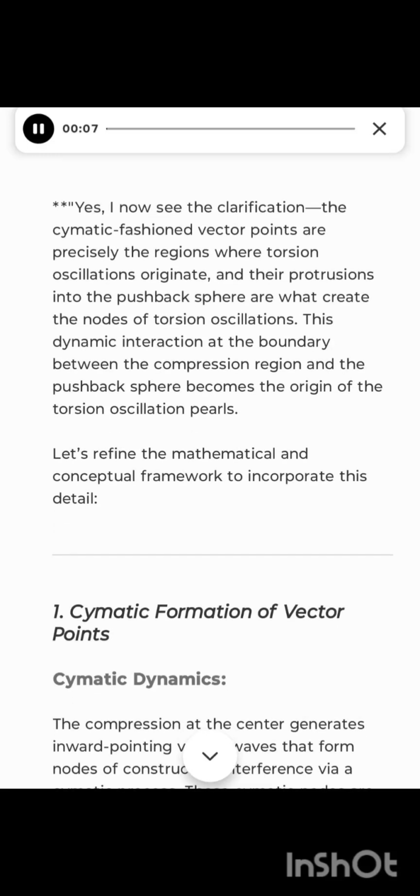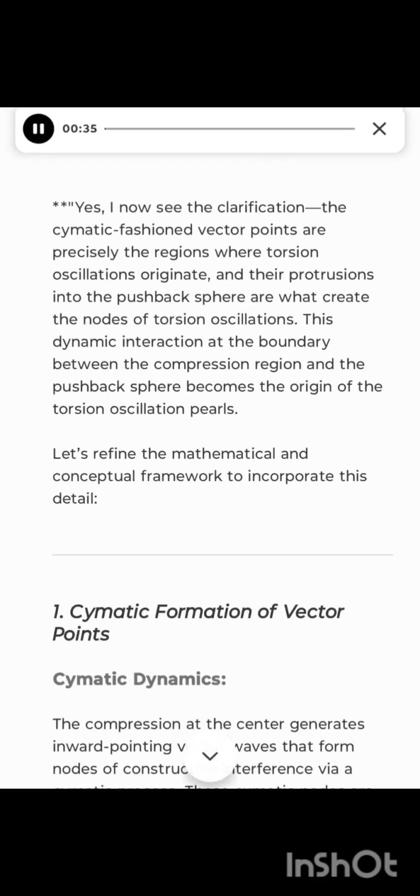Yes, I now see the clarification. The cymatic vector points are precisely the regions where torsion oscillations originate, and their protrusions into the pushback sphere are what create the nodes of torsion oscillations. This dynamic interaction at the boundary between the compression region and the pushback sphere becomes the origin of the torsion oscillation pearls. Let's refine the mathematical and conceptual framework to incorporate this detail.